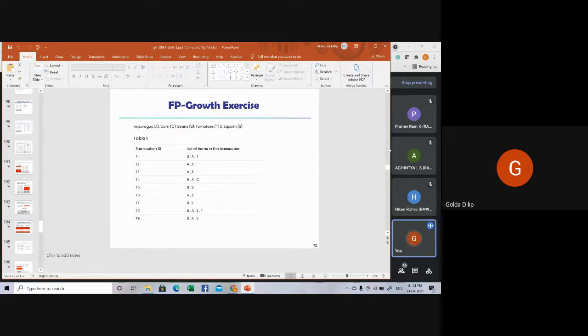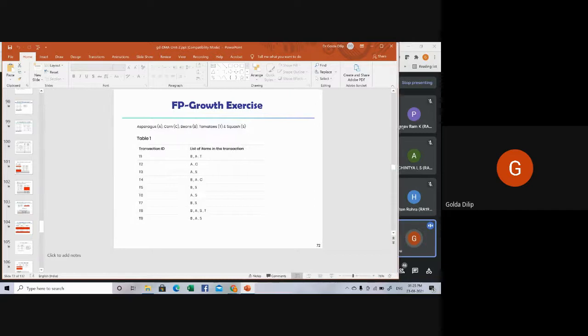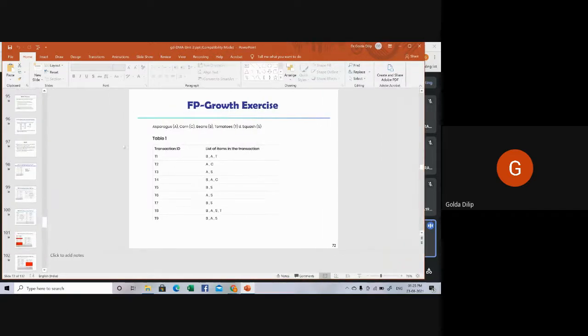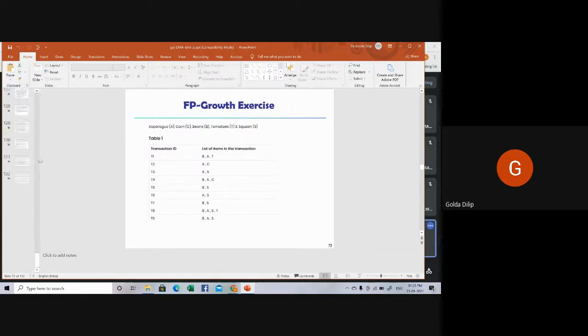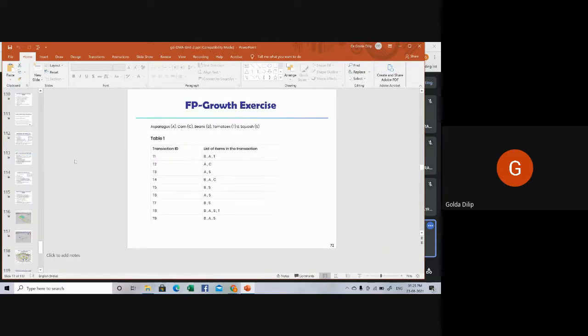Now I have shown a slide here, which is an exercise for FP growth. I want all of you to note it down, and by the time I take attendance, you are expected to be doing this. I know many students were absent for the special class which I took last week, where I explained FP growth. So take the help of those who attended the class.